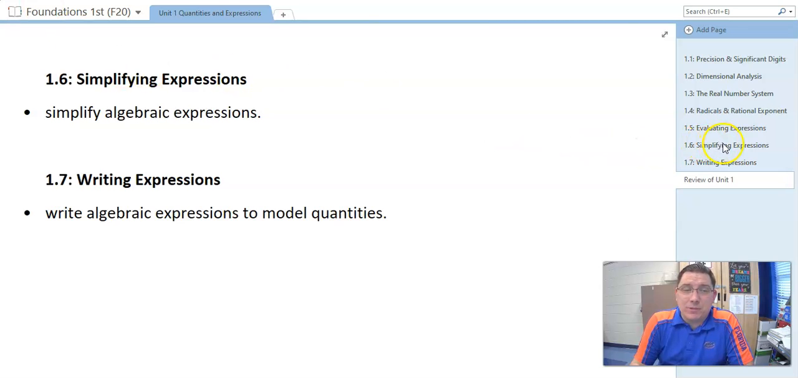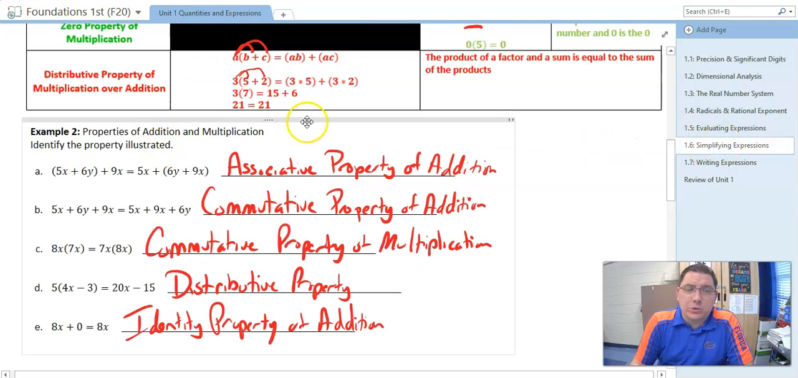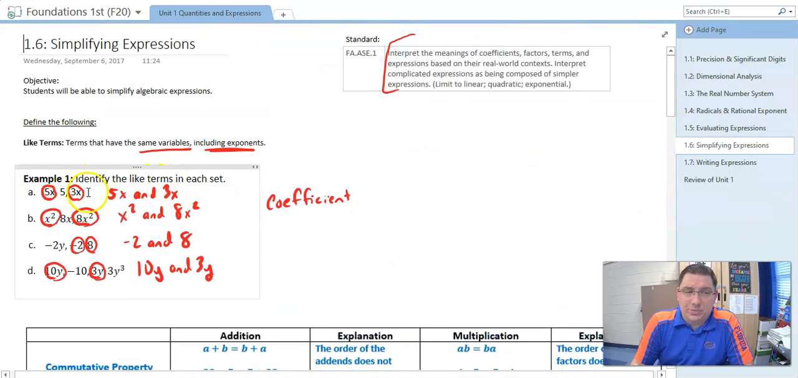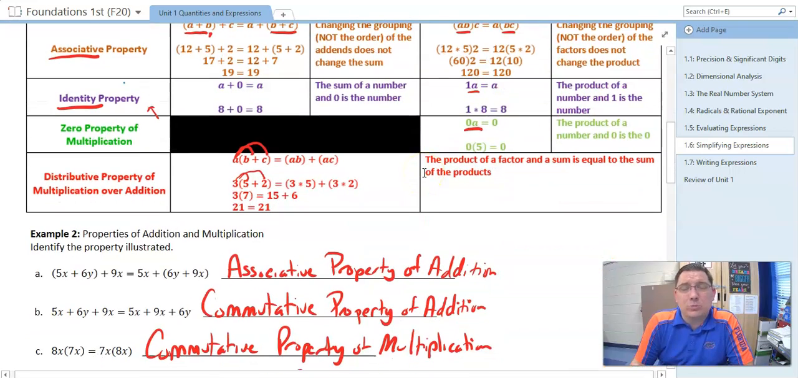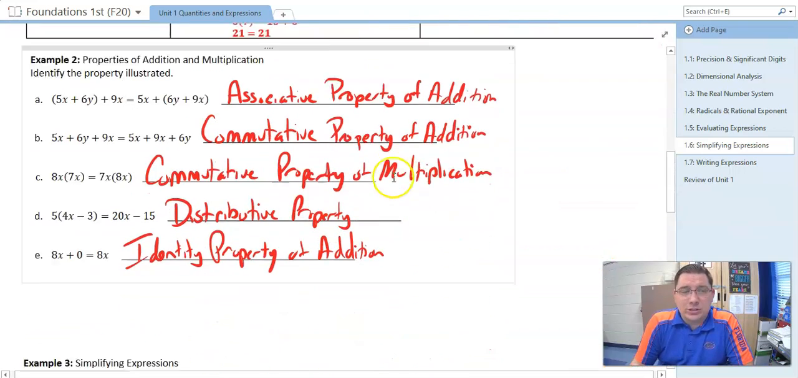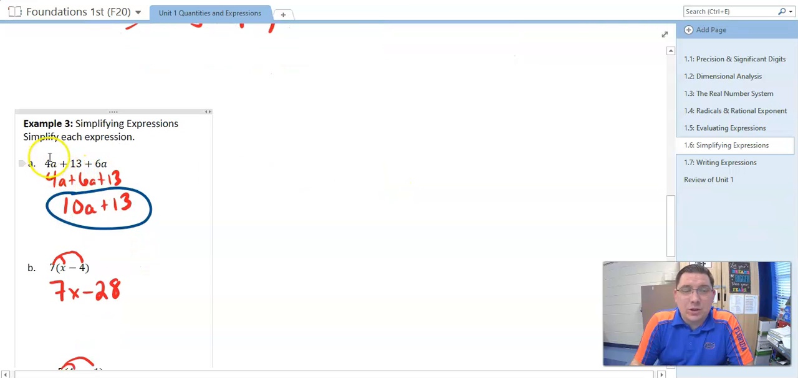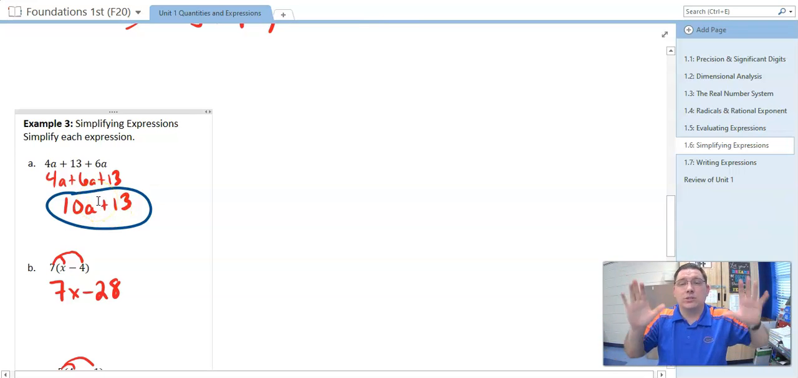And remember, to simplify expressions, we are going to use our properties to be able to first identify like terms, and then using our properties be able to combine those like terms through addition or subtraction. And so when we look at problems like these, we see that 4a and 6a are like terms, and we can add those together and get 10a. The 13 doesn't combine with this, so it's 10a plus 13, and that is your final answer. Don't touch anything else in that problem, right?